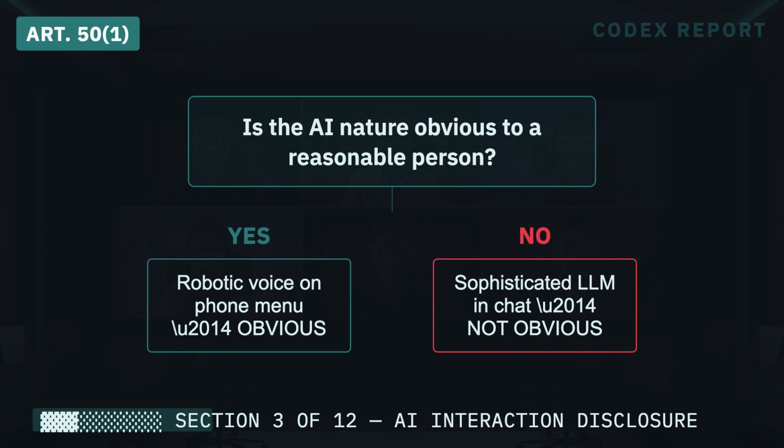What does this mean in practice? A robotic voice responding to a phone menu is likely obvious. A chatbot on a website explicitly labeled AI assistant is likely obvious. But a sophisticated large language model deployed in a customer service chat, responding with natural language and no identification, that is not obvious, and paragraph 1 would require disclosure.